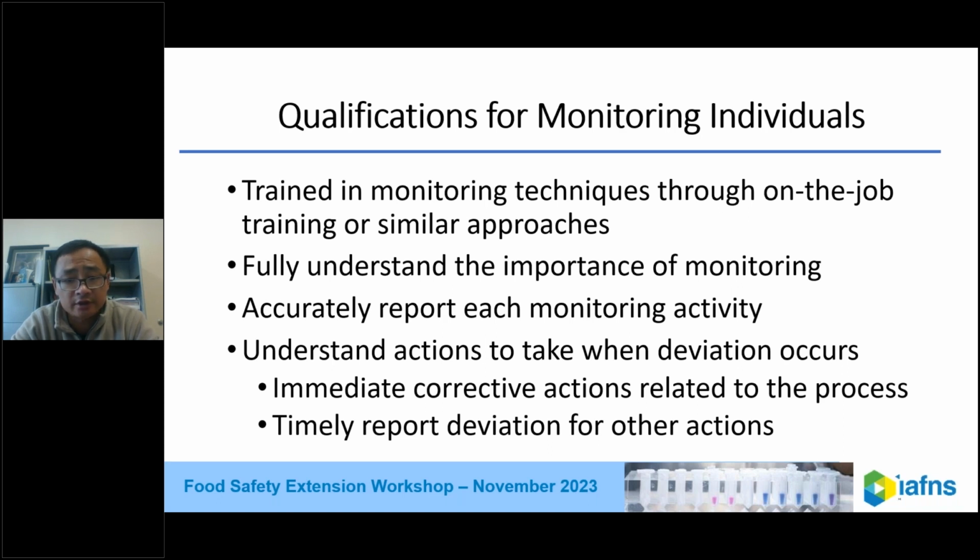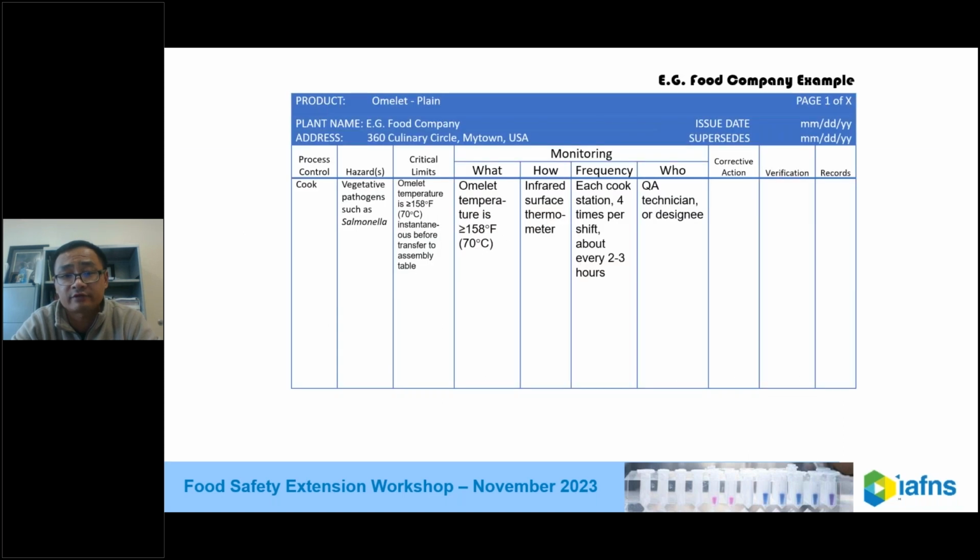And we need to understand the importance of the monitoring, because if the monitoring is not done very well, which means the critical control point is not under control, that means the hazardous products could be generated. Now, we also need to understand the actions that have to be taken when the deviation happens. You need to do immediate corrective actions, and we also need to do timely reporting of deviations for some other actions. So, by all means, these monitoring individuals need to have a very good food safety culture in his or her mind. So there's a need to have training.